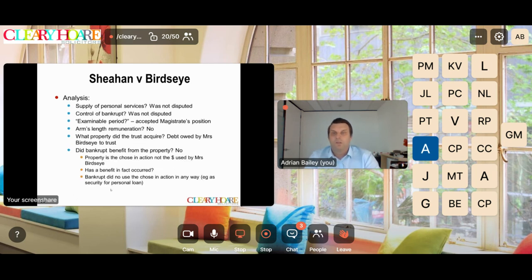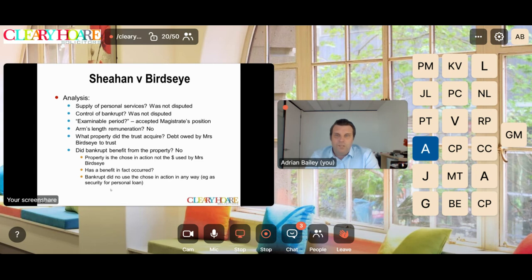who's then using it for living expenses and all the normal things such as paying a mortgage and so forth. So in the court, what the court went through was an analysis of the provisions and to see whether Division 4A applied. Was there a supply of personal services? That wasn't disputed. He was acting as an accountant for the trust, a trust that was carrying on an accounting practice. Was it under the control of the bankrupt? Again, not disputed. It was within the examinable period, so it was within the time period that we need to examine in terms of Division 4A. Was there arm's length remuneration? No.